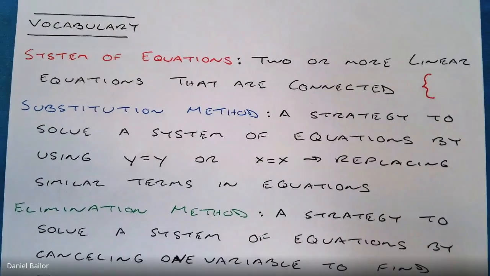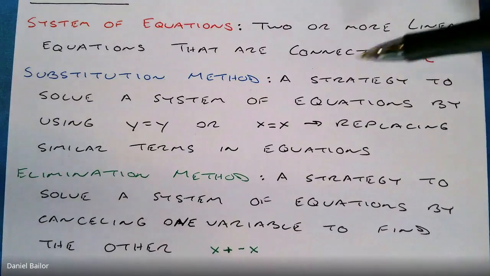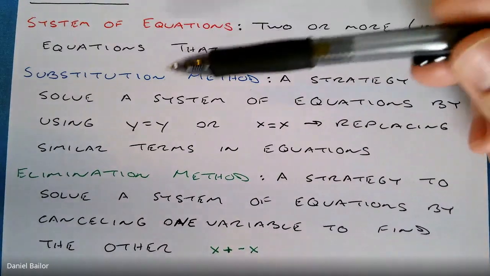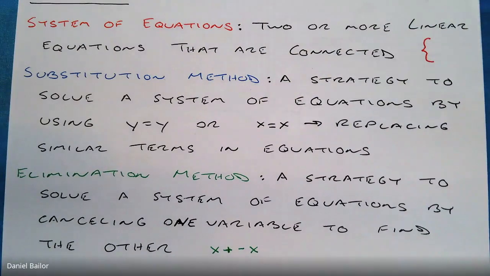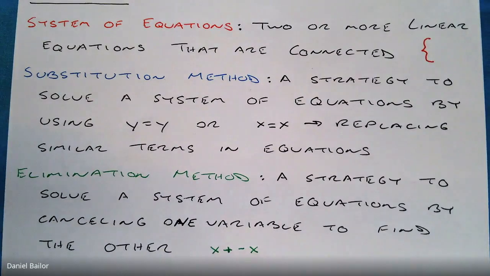So we did talk in the last lesson another way to solve, called the substitution method. The substitution method is a strategy to solve a system of equations by using y equals y or x equals x. That means we replace similar terms in equations. Y equals y, x equals x, when we replace similar terms in equations. So we replace the terms, we find one of the coordinates, and then we put it back. We put that coordinate into one of the equations, and we find the other coordinate. So the substitution method we did in lesson 27, it was y equals y, or we saw it could be x equals x. But that is one way to solve a system of equations.